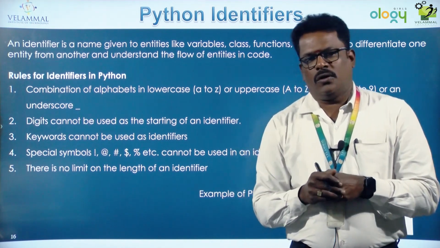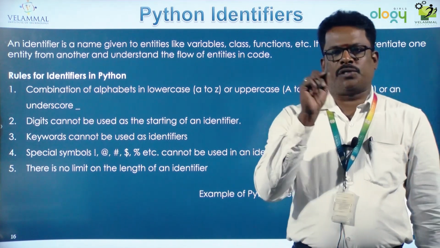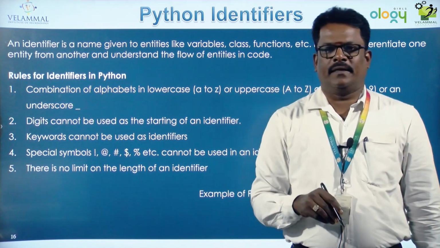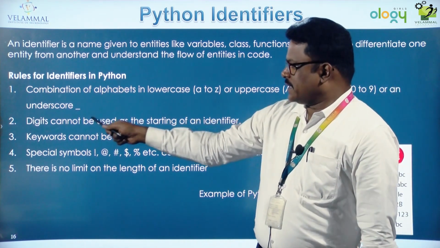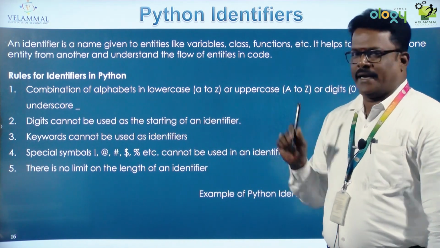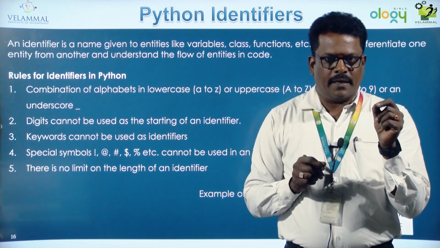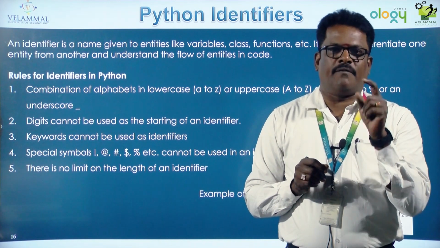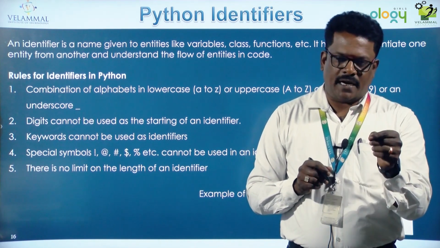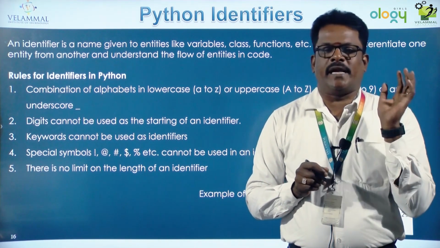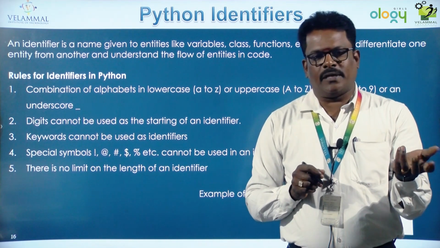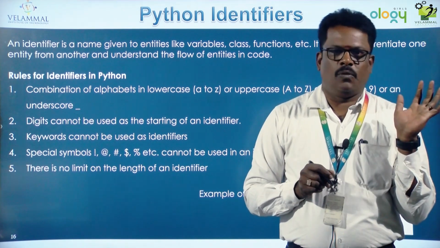So, how to start, what is the first letter? Digits cannot be used as the starting of an identifier. Suppose you are going to give a variable name, that variable name should not be started with a digit. It can be started by using lowercase a to z, or uppercase A to Z, or underscore.